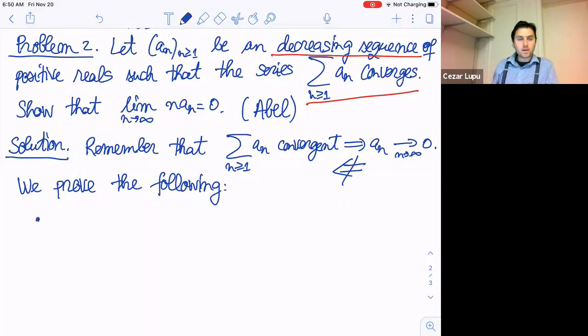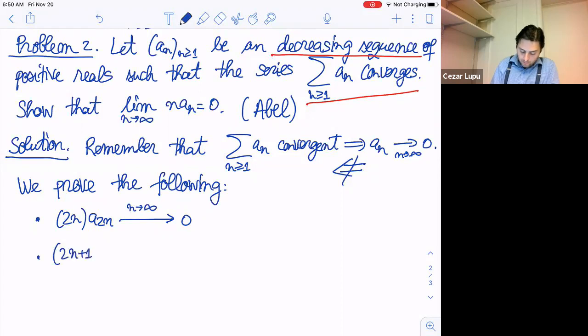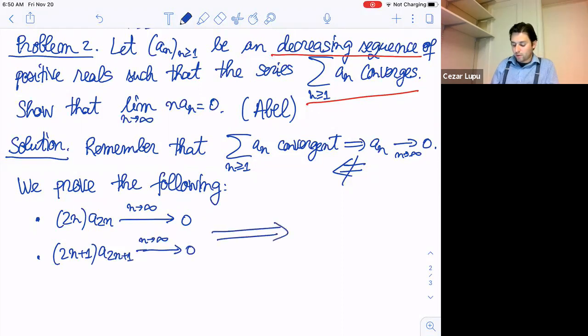We prove that I'm going to take the subsequence of odd terms and the subsequence of even terms of n a_n, and I'm going to show that both of these will converge to 0, and then this will imply that n a_n will converge to 0, right? So we'll prove that 2n times a sub 2n converges to 0 as n approaches infinity, and that (2n plus 1) times a sub (2n plus 1) will converge to 0 as n approaches infinity. And once we do this, it will follow that n a_n will converge to 0.